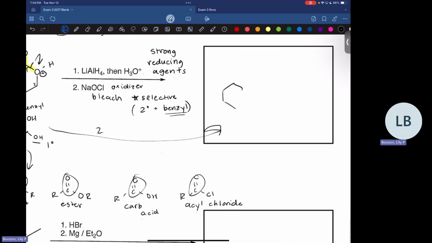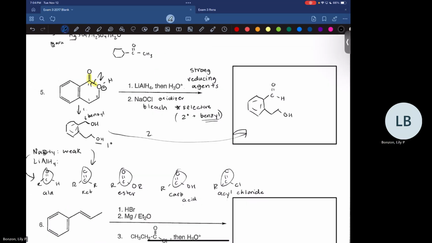So we're only going to oxidize the alcohol that was at the top. And the other one on the bottom is going to stay as the alcohol. Questions on this one? Yes.